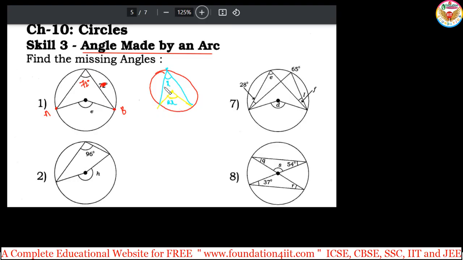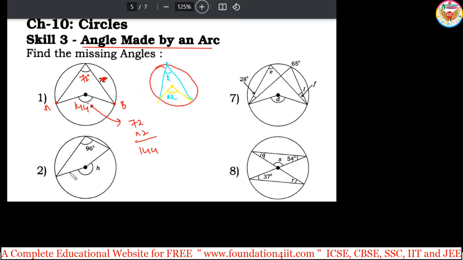This is the double. Now it is 72 degrees. No, this must be 72 times 2. So this value is 72 into 2, 144. So this angle is 144 degrees. The angle made by the arc at the center is double the remaining part of the arc. Okay, that property applies. Same way here.